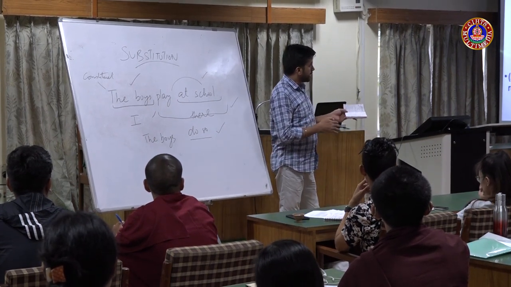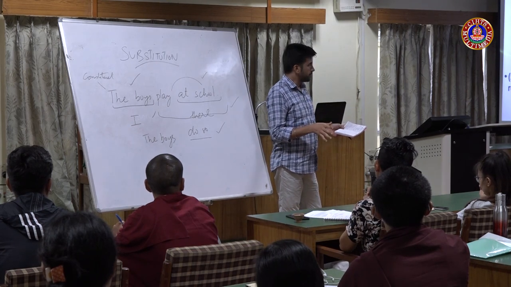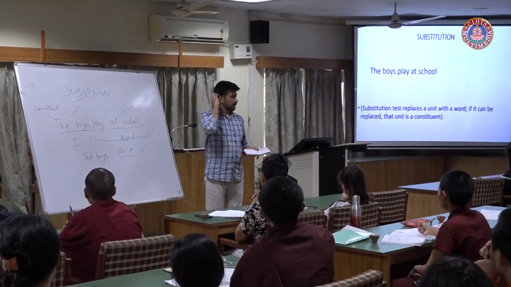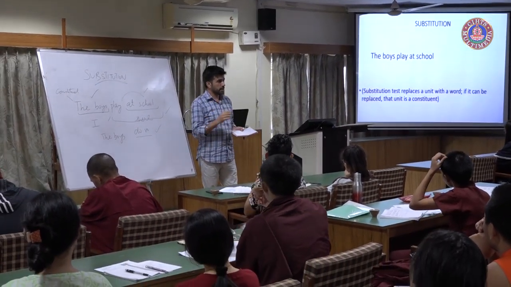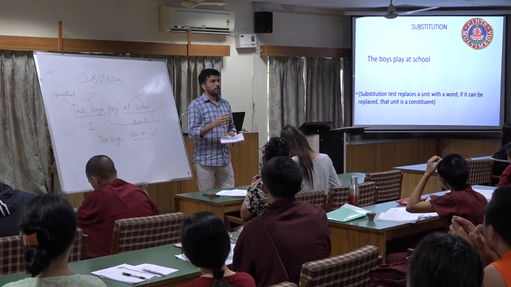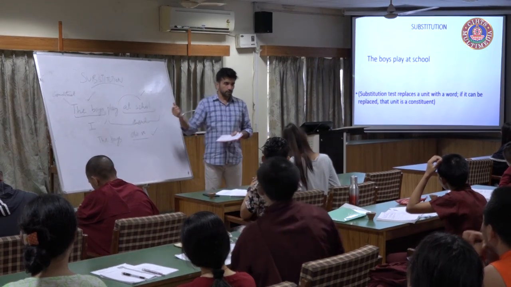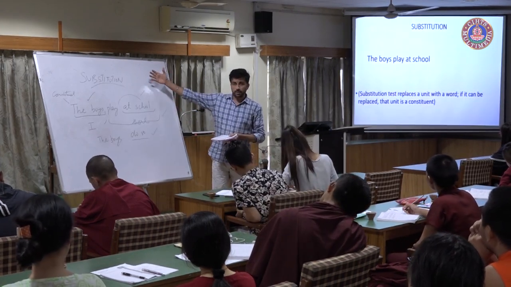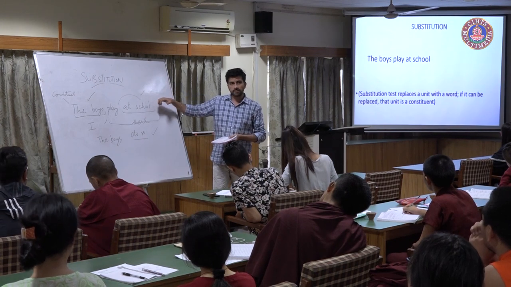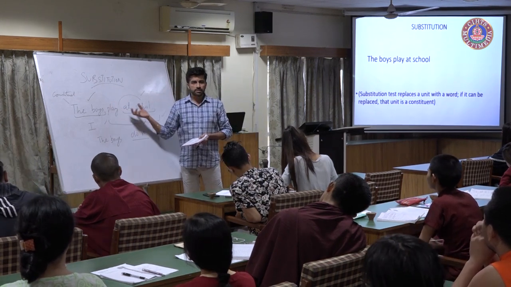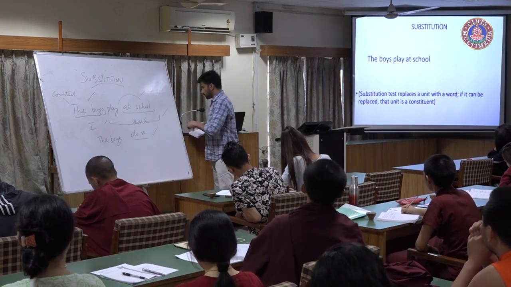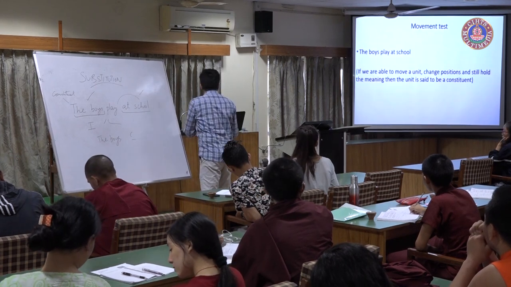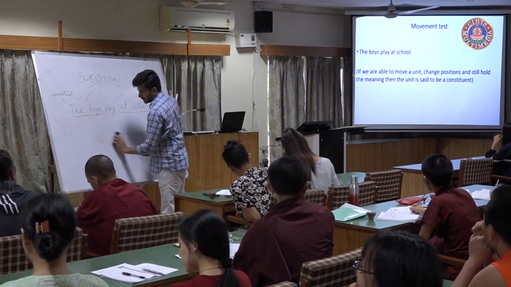So substitution test replaces one unit with a word, with a phrase, and if after replacing it still makes sense or meaning, then your units are valid. You can do this with other languages as well. You replace that by imagining any other unit, it should make sense, and this test shows that this sentence carries valid constituents. So this is one way of looking at constituents. Second test is movement test. The sentence remains the same.